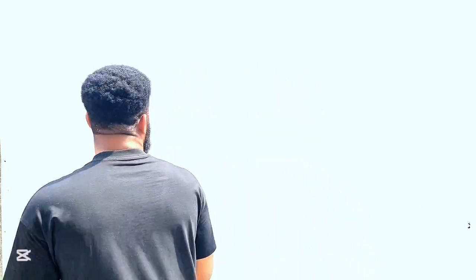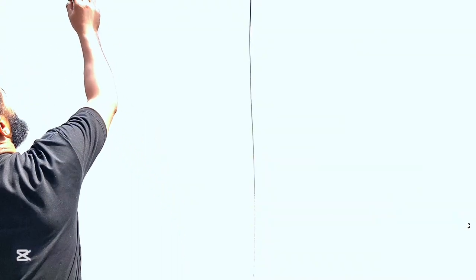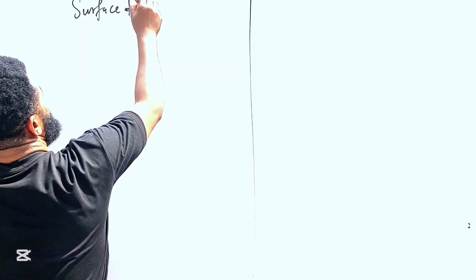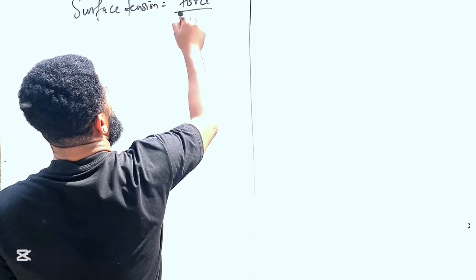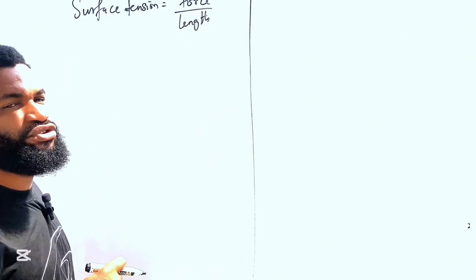All right, the first question I'm going to solve says we should find the dimension of surface tension. The dimension of surface tension can be found by first knowing the formula for surface tension. Surface tension is given as force over length. Force per unit length is the formula for surface tension.